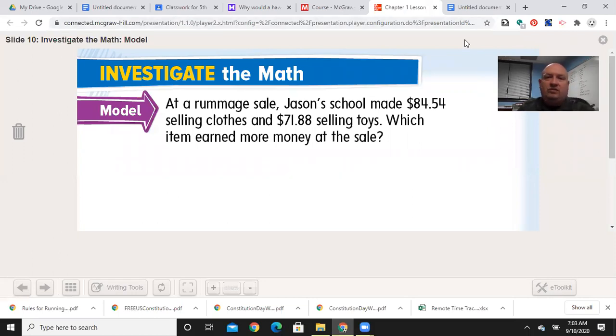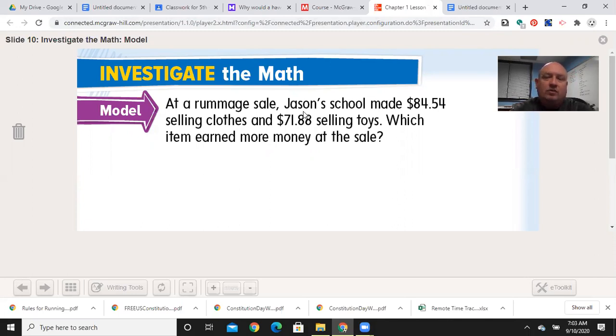All right, we begin with investigating the math. We are still not into the textbook. I will share that information with you when we get there. It says, at a rummage sale, Jason School made $84.54 selling clothes and $71.88 selling toys. Which item earned more money at the sale?